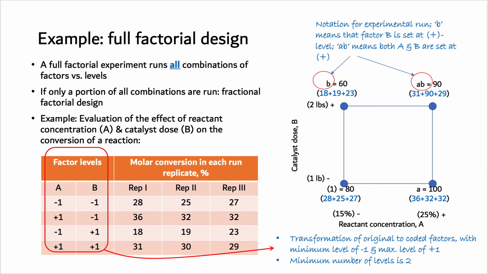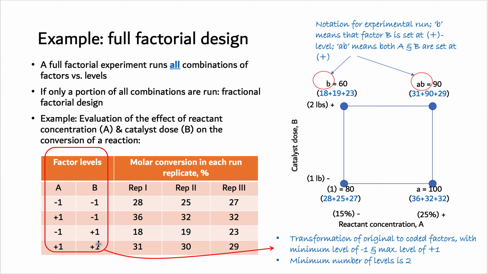The levels of each factor are coded as -1 and +1. -1 implies the minimum level and +1 implies the maximum level. So here if we look at the table, for two factors that have two levels each, we're going to have 4 experiments. The first one is conducted at low level A and low level B. The second one is conducted at high level A and low level B. The third one is conducted at low level A and high level B. And the last one is conducted at high level A and high level B. Each experiment is conducted in triplicate.